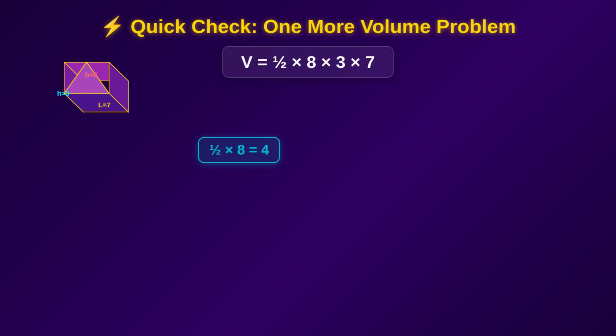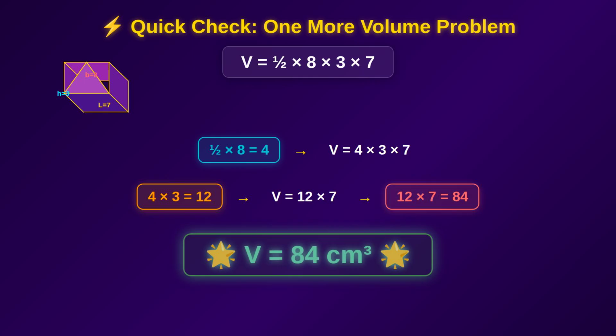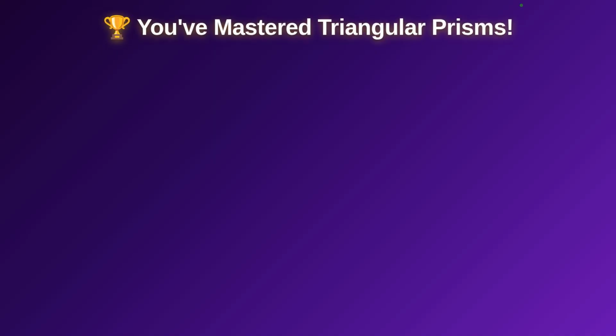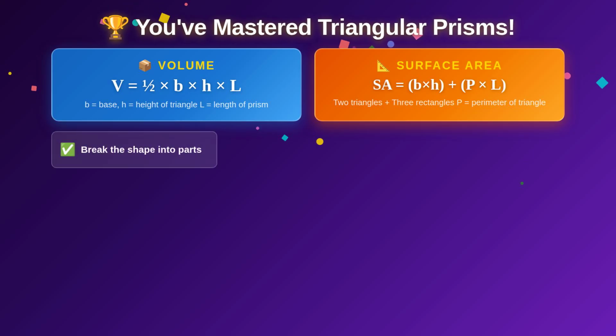Let's do one final practice problem before we wrap up. A triangular prism has a triangle base of 8 centimeters, triangle height of 3 centimeters, and a prism length of 7 centimeters. Volume equals 1/2 times 8 times 3 times 7. Let's go step by step. 1/2 times 8 equals 4. Then 4 times 3 equals 12. Finally, 12 times 7 equals 84. The volume is 84 cubic centimeters. See how much faster that felt? You're building serious math skills right now. Parents, this is a great one to quiz your kids on tonight.